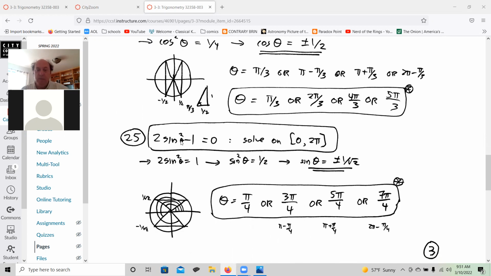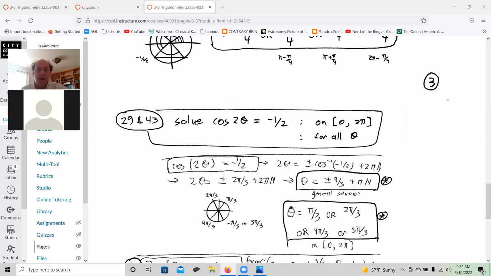For 2 sine squared theta equals 1, that means sine squared is 1/2. So sine theta is plus or minus 1/√2. Now that 1/√2 is for angles of 45 degrees. That's pi over 4. This is sine, so you go up and down to make horizontal lines at height 1/√2 and minus 1/√2. So this angle here is pi/4. This is pi minus pi/4, or 3 pi/4. This is pi, 180 degrees, plus pi/4, that's 5 pi/4. This will be 2 pi, 360 degrees, minus pi/4, or 7 pi/4.